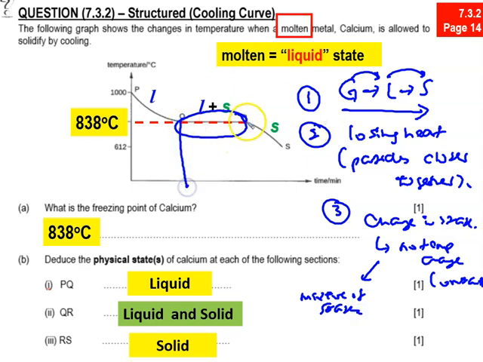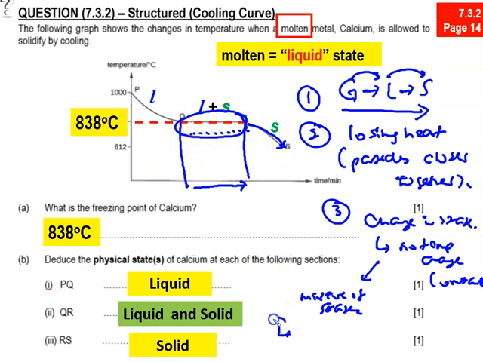Let's look at Q and R here. It takes time for the liquid to be fully converted into solid. So part of it, 50% will be liquid, 50% solid, 30% liquid, 70% solid. So it will take some time for it to be fully solid.